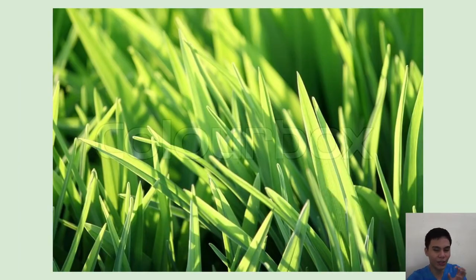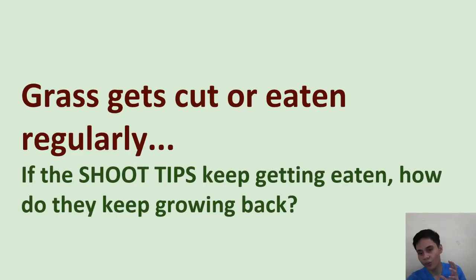So looking at your grass, it grows very, very fast, even if you cut the very tips of the grass using a lawnmower or something like that. So how do they grow when their apical meristem has been cut? So grass gets cut or eaten regularly. So if the shoot tips keep getting eaten, how do they keep growing back?